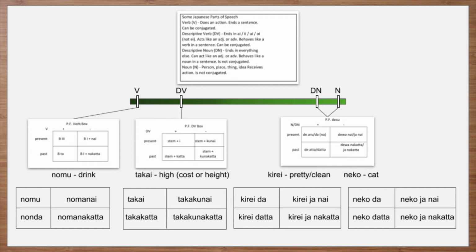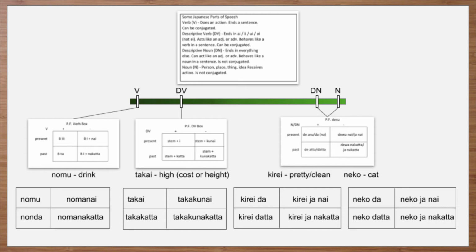For descriptive nouns and nouns, you don't directly conjugate them, you conjugate the copula or an attached word at the end of it. For the descriptive nouns and nouns, the polite form of the copula is desu, and the plain form is da. So the standard present positive is da. Kirei da. It's pretty. Kirei janai. It's not pretty. Kirei datta. It was pretty. And kirei janakatta. It was not pretty.